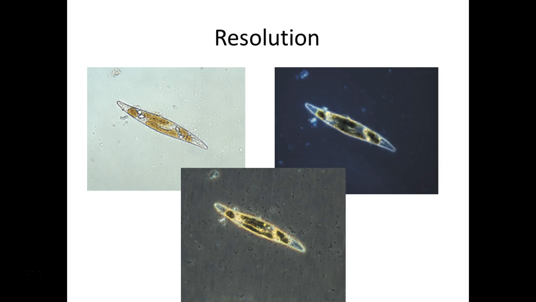One of the added benefits to especially phase contrast or dark field as opposed to bright field, where you're staining most of your specimens, is, guess what staining does to your organism? It kills it. It's toxic, right? Sometimes it goes in, sometimes it just coats the outside, but pretty much you're going to kill it.